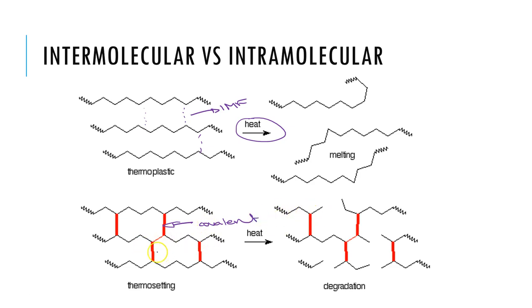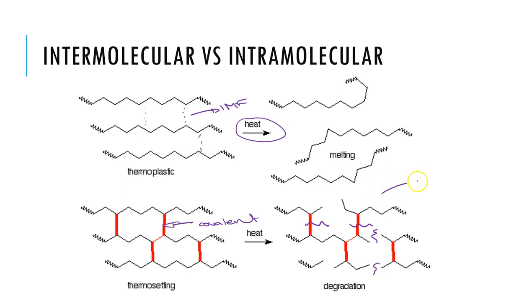So in order for the strands to be able to break apart and slide over each other like we see in melting, we would need to actually break these covalent bonds. And what happens is we're actually more likely to, or as likely to, break bonds within the polymer chain as we are between the polymer chains. So we see degradation.